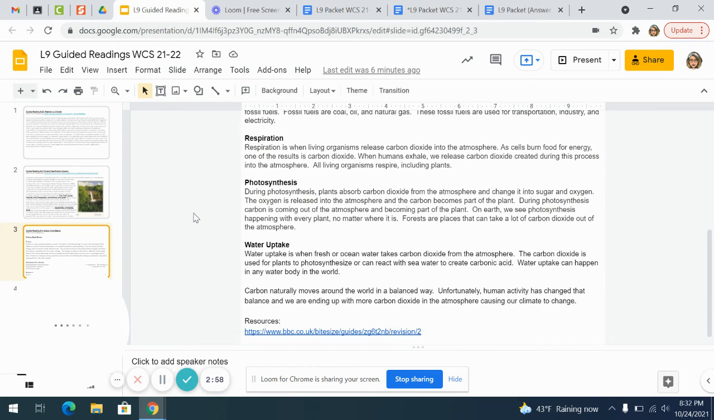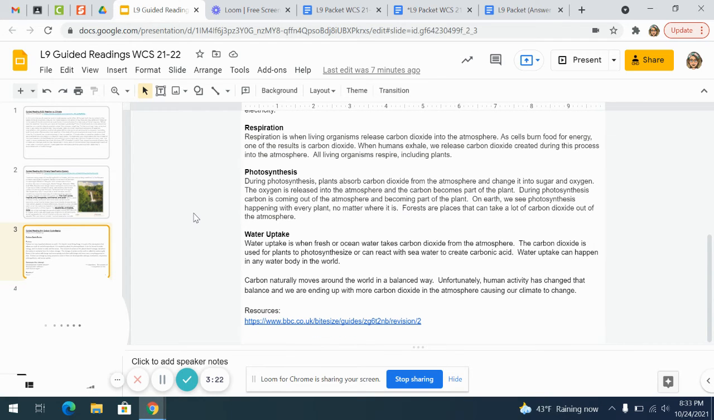Moving on to respiration. Respiration is when living organisms release carbon dioxide into the atmosphere. As cells burn food for energy, one of the results is carbon dioxide. When humans exhale, we release carbon dioxide created during this process into the atmosphere. All living organisms respire, including plants.